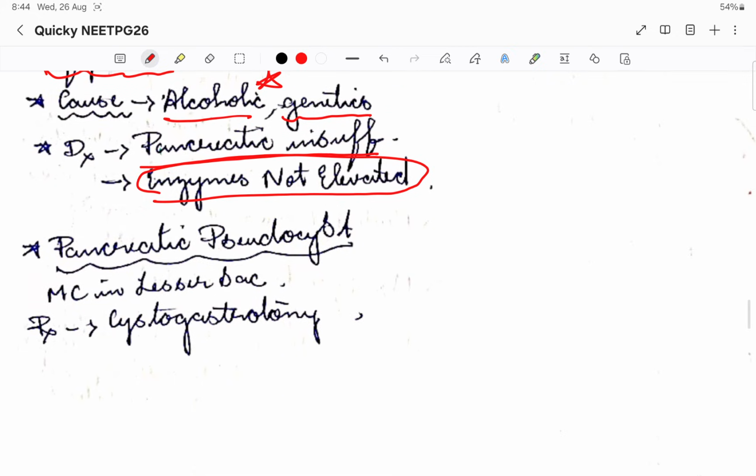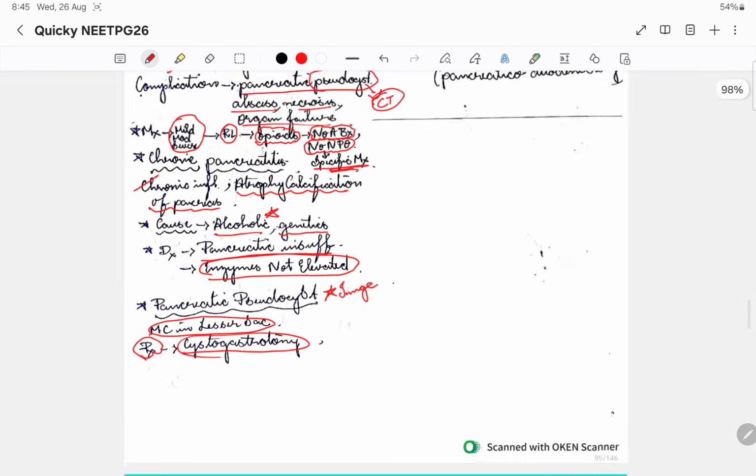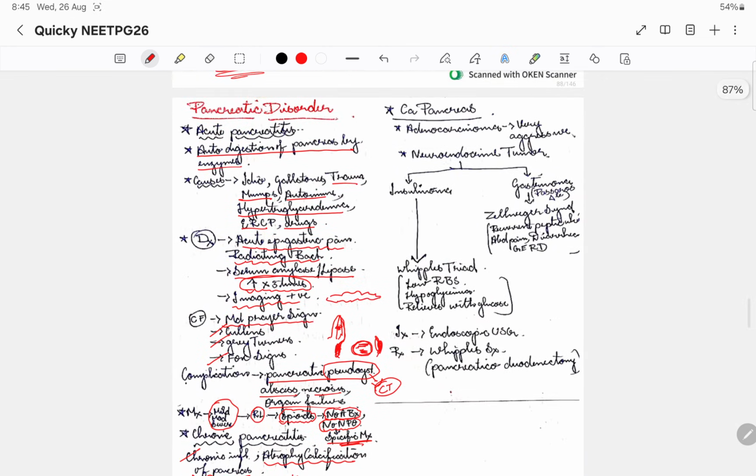Pancreatic pseudocyst, I told you, right? Go see an image of it, as an image based question might be asked. It will be most common in the lesser sac, so in the lesser sac of the stomach, the pancreatic pseudocyst is most commonly formed. How do we do the management? It is cystogastrotomy. Cystogastrotomy is what we do for the management of pseudocyst.